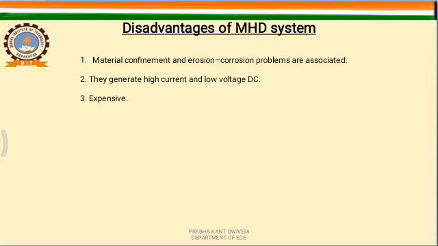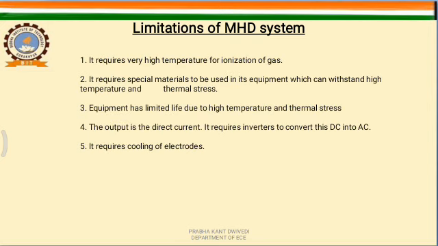Disadvantages: material confinement and erosion and corrosion problems are associated, because the after-combustion gases carry impurities. They generate high current and low voltage DC. They are expensive. Their limitations are that they require very high temperature for ionization of the gas. They require special materials in the equipment which can withstand high temperature and thermal stress. Equipment has a limited life due to high temperature and thermal stress.